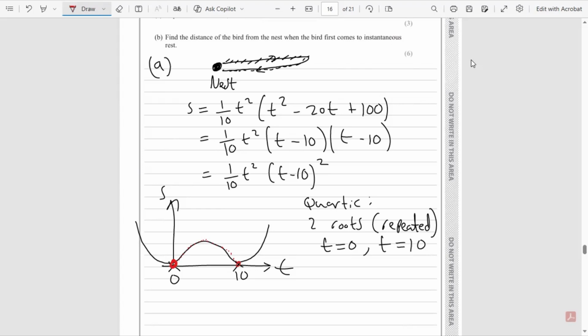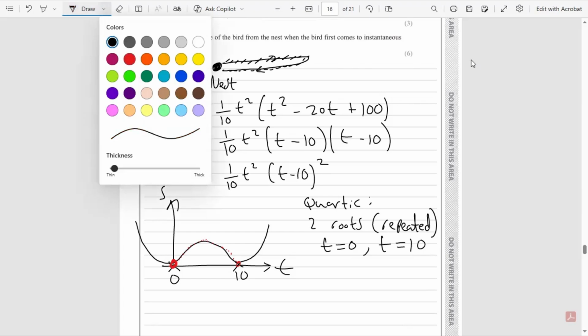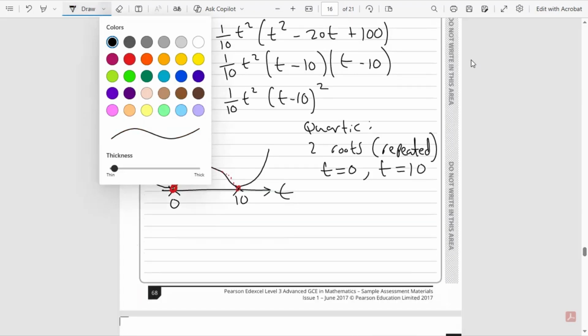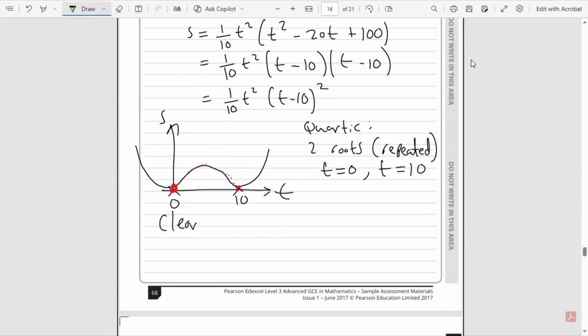Now, because after 10 seconds, the graph is suggesting that the bird leaves the nest, then obviously that means that t must be between 0 and 10. Because if t was bigger than 10, then that would mean the bird would fly away from the nest again. So we just have to explain this in words. So I'm going to try and do that down here. So I'm going to say clearly, from sketch of s equals 1 over 10 t squared, t minus 10 squared.